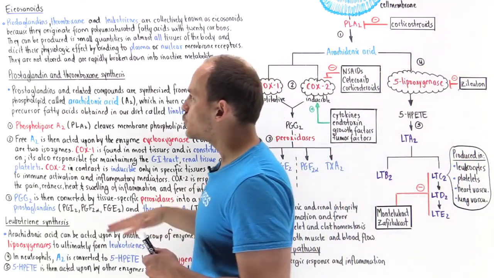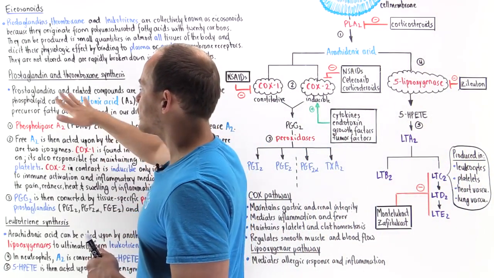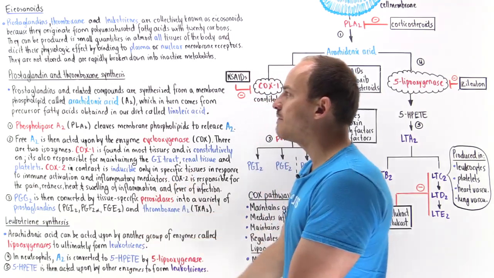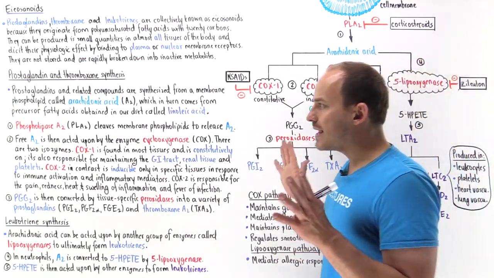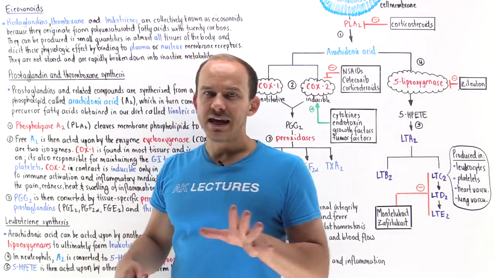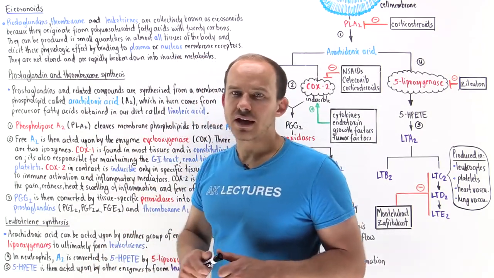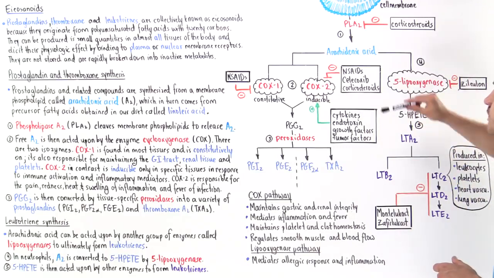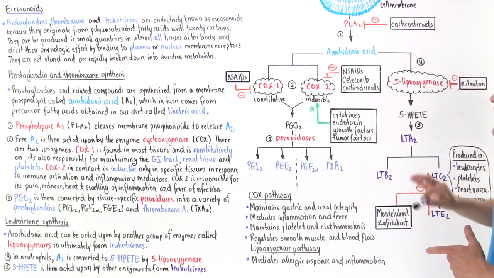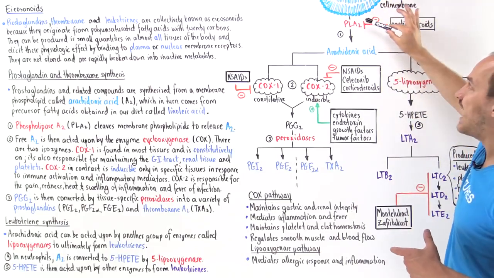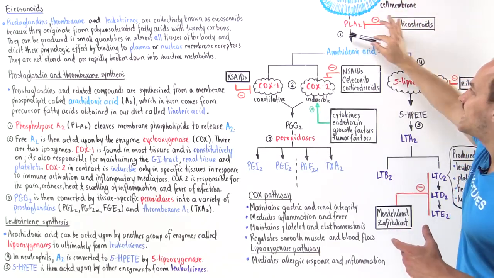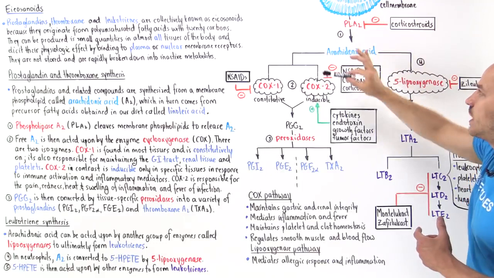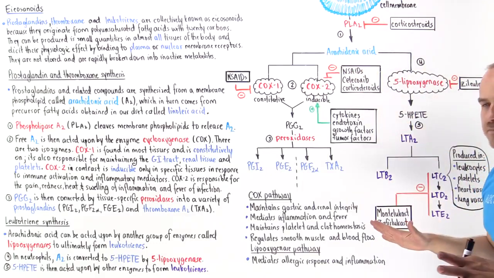So before we actually can use arachidonic acid to synthesize these eicosanoids, we have to detach it from the phospholipids in a cell membrane. And the enzyme that does that is phospholipase A2, where A2 stands for arachidonic acid. So we activate phospholipase A2, and it cleaves the arachidonic acid from the phospholipids in a cell membrane, freeing it. And now we have free arachidonic acid in the cytoplasm.